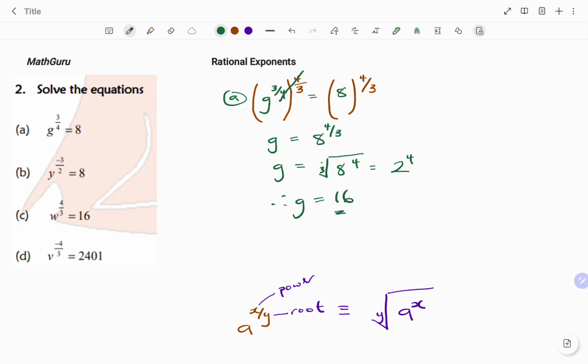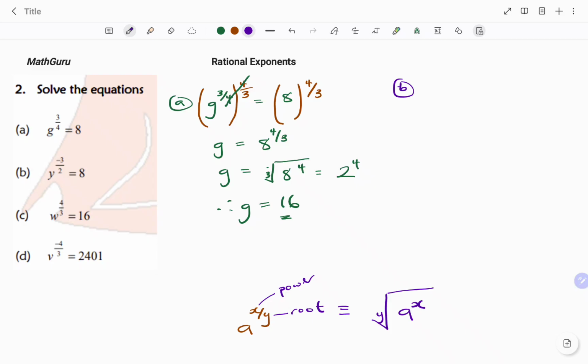Let's look at the second example. In the second example, I have y raised to the power of negative 3 over 2 equals 8. I'm going to do the same by raising both sides to the inverse of negative 3 over 2. The inverse of negative 3 over 2 will be 2 over negative 3. And whatever you do on your left, you do on your right. Therefore, that cancels out, that's 1.